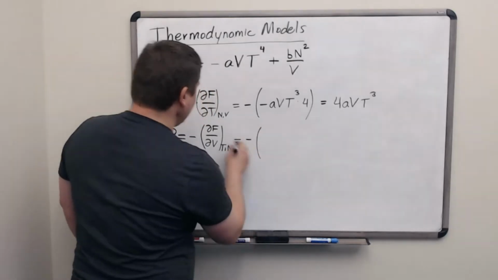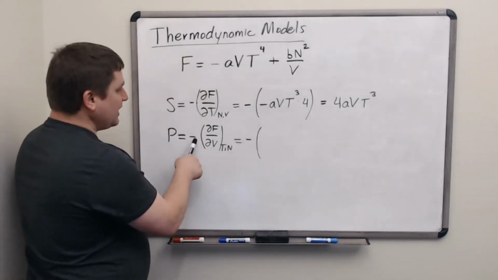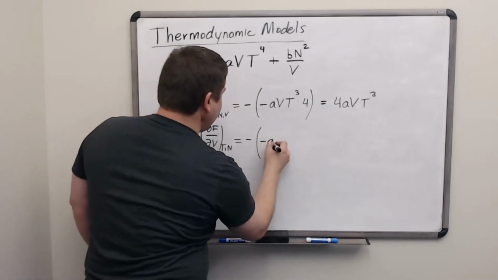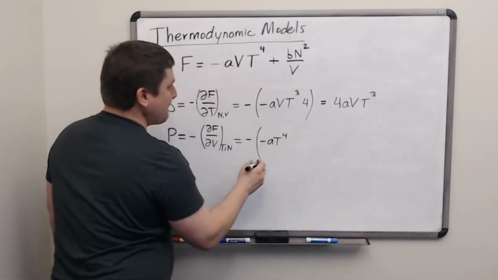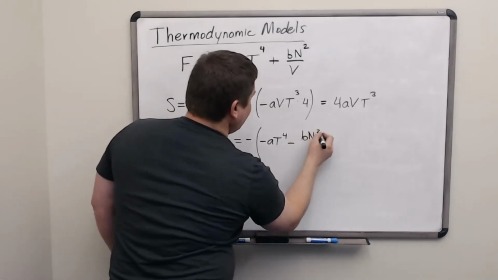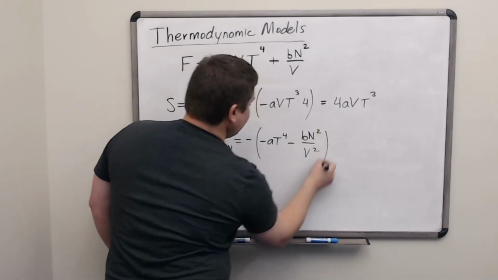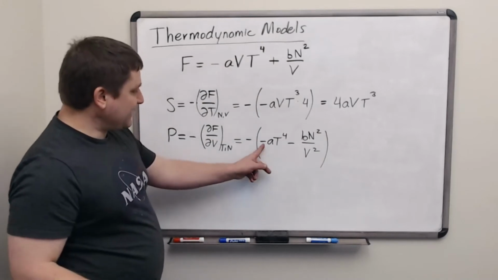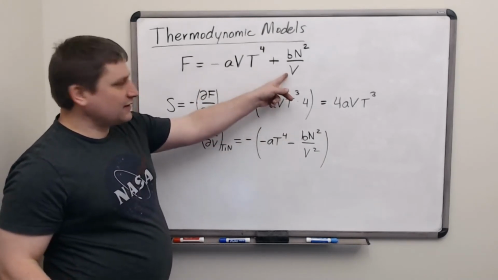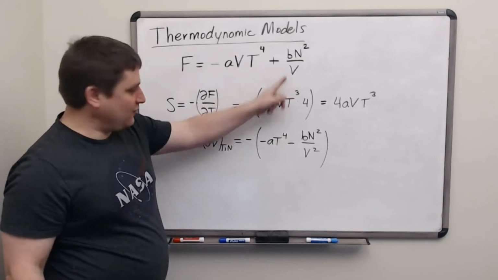We've got a minus sign up front from the definition. And then we have the derivative of volume to take in the middle. So we'll have minus AT to the fourth minus BN squared over V squared. This minus sign is the same one from here. This minus sign is from the power rule, V to the negative 1 power.